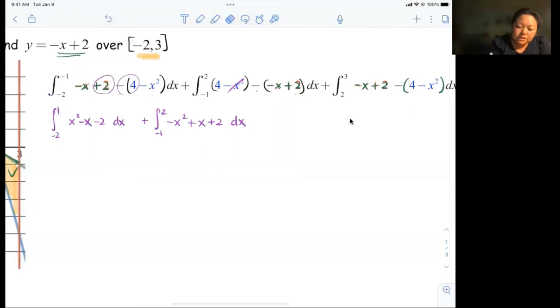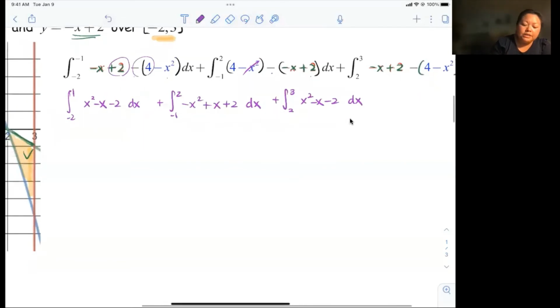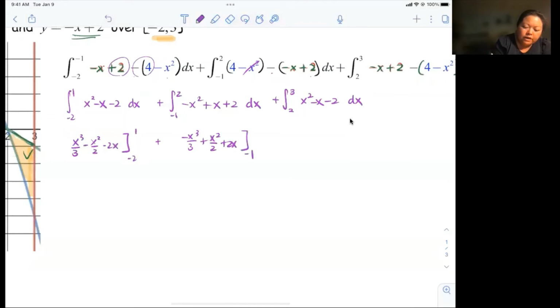And then the last piece of interval will be 2 to 3, and then you get x squared minus x minus 2 dx. All right, now I'm ready to take the antiderivative. So you get x cubed over 3 minus x squared over 2 minus 2x, evaluated negative 2 to 1, plus negative x cubed over 3 plus x squared over 2 plus 2x, evaluated negative 1 to 2, and lastly, x cubed over 3 minus x squared over 2 minus 2x, evaluated 2 to 3.